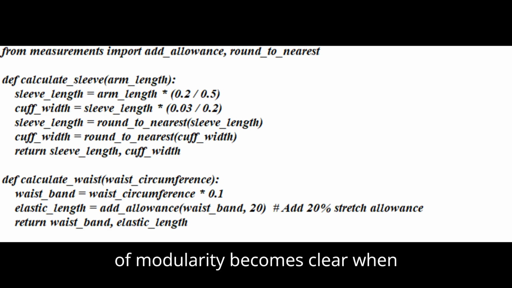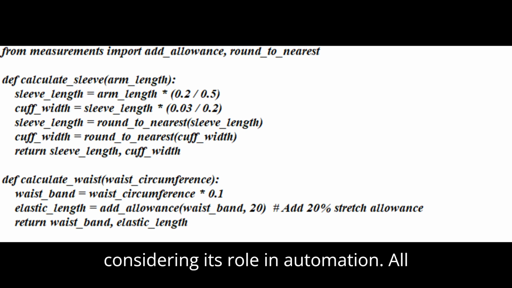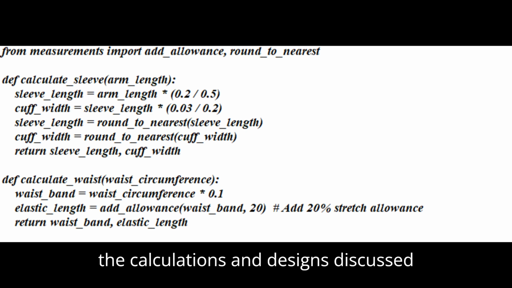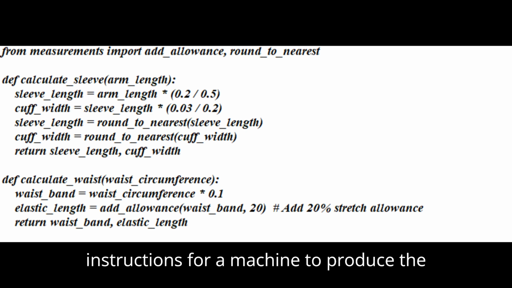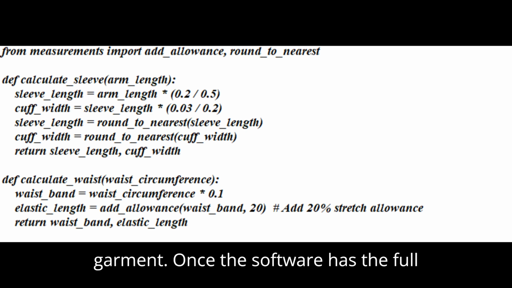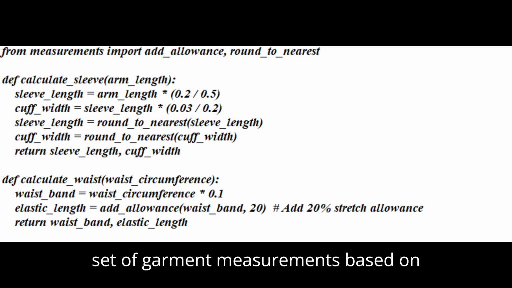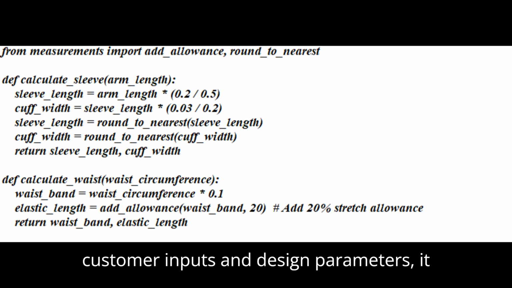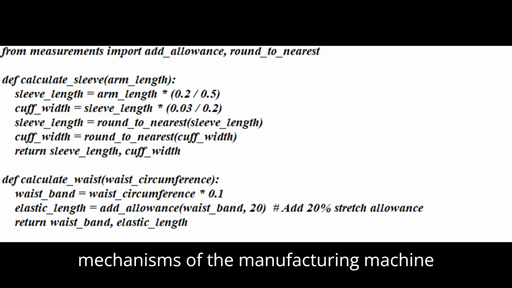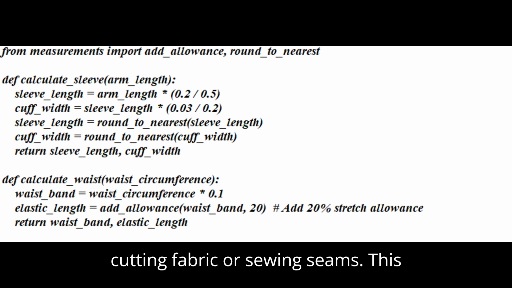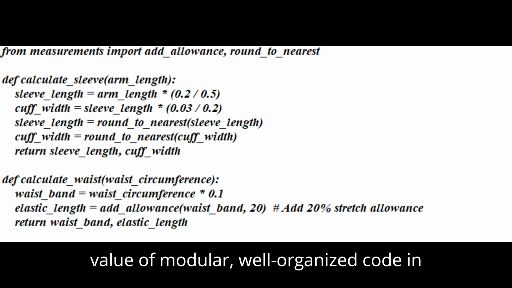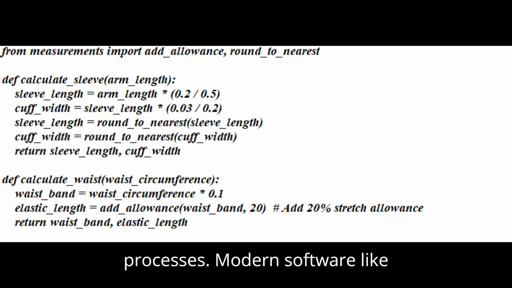The importance of modularity becomes clear when considering its role in automation. All the calculations and designs discussed are eventually translated into instructions for a machine to produce the garment. Once the software has the full set of garment measurements based on customer inputs and design parameters, it can communicate with the actuators and mechanisms of the manufacturing machine to execute precise operations, such as cutting fabric or sewing seams. This integration highlights the practical value of modular, well-organized code in streamlining design and production processes.